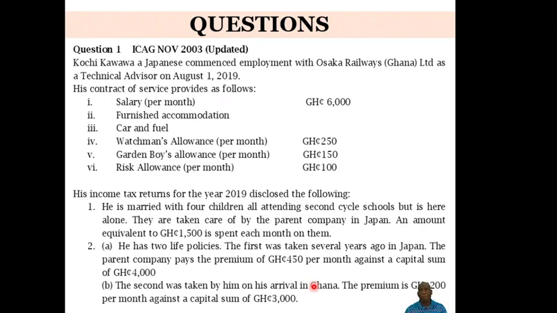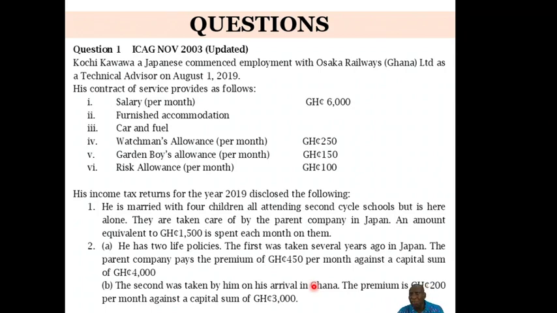Kochi Kawawa, a Japanese, commenced employment with Osaka Railway Ghana Limited as a technical advisor on 1st August 2019. His contract of service provides as follows: salary 6,000 per month, furnished accommodation, car and fuel, watchman allowance 250 per month, garden boy allowance 150 per month, risk allowance 100 per month.